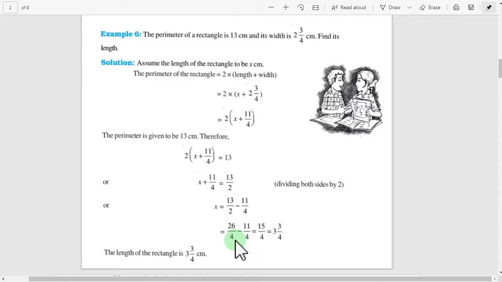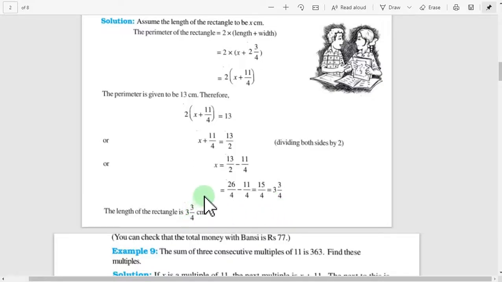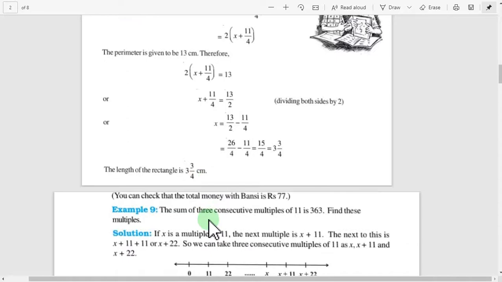This you have learnt in the last class, last year also. So once I have explained, I am not explaining the same thing again. Taking LCM and simplifying, you will get 3 3 by 4. So the x value is 3 3 by 4. x is nothing but the length, so 3 3 by 4 centimeters.